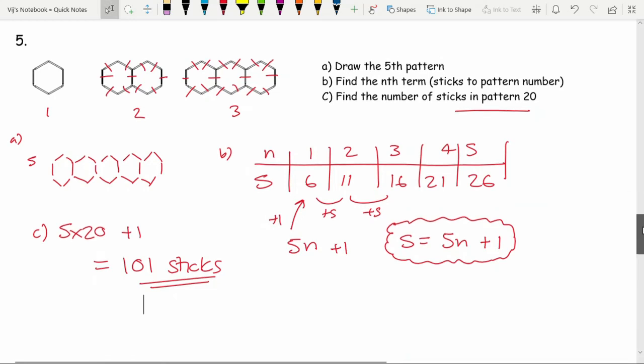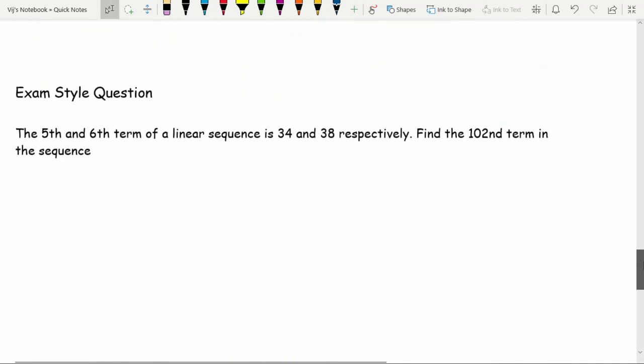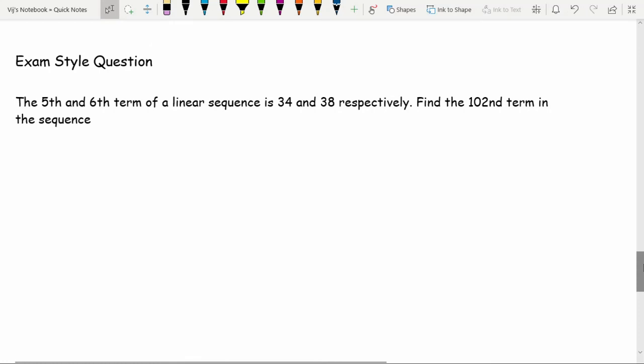So moving on to an exam style question. This doesn't involve a pattern number, but I've seen this in a more recent exam paper that one of my students did. Let's have a look at how we go about answering this. It says that the fifth and the sixth term of a linear sequence are 34 and 38 respectively. Find the 102nd term in the sequence. Now, if it was asking for the 8th or the 10th term, depending on how I start this question off, it might make things a little bit easier.